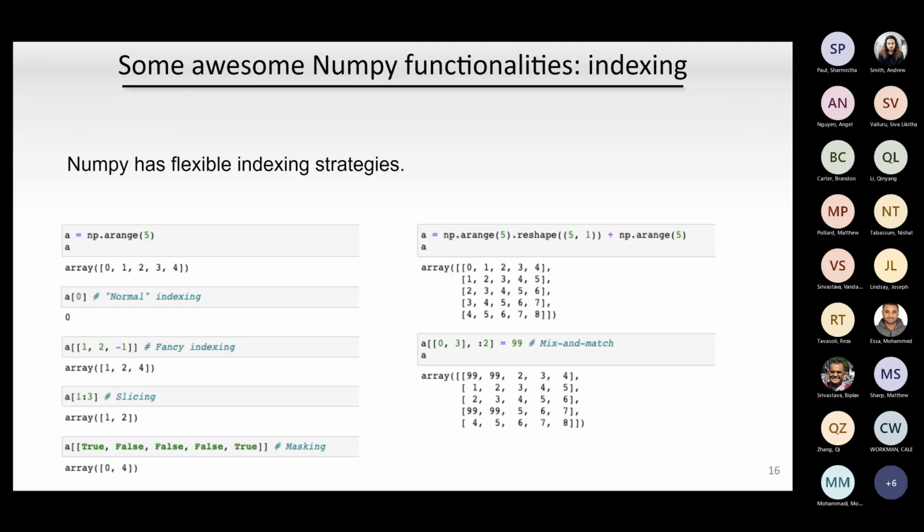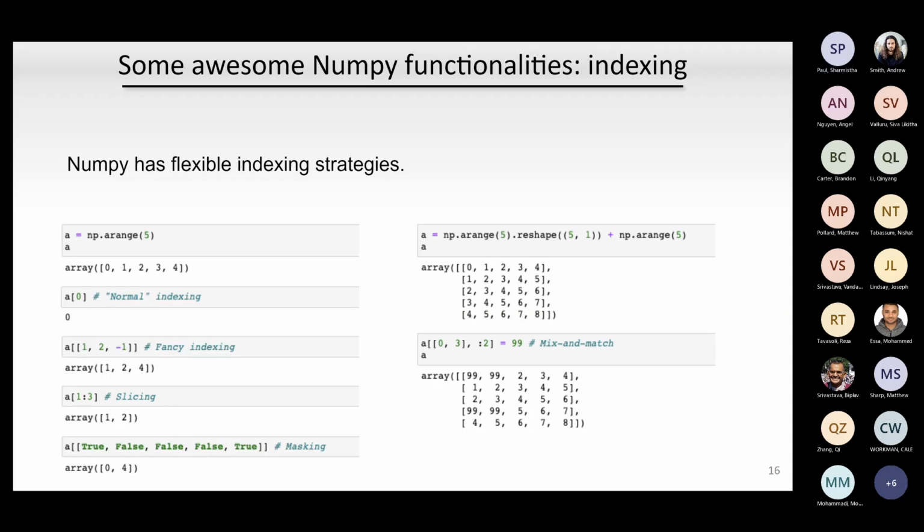Other interesting functionality of NumPy is that it has a very flexible indexing strategy. There are a few indexing strategies listed here. You have the normal indexing, as you would have in Matlab, where you just give the index number and you get whatever is at that position. You have fancy indexing, where you pass a list of indices, starting indexing at 0, so the value at the second position, third position, and the last position of the array. You can use slicing, so from the second to the fourth, but you never include the last number in Python slicing, so it would be up to index 2.